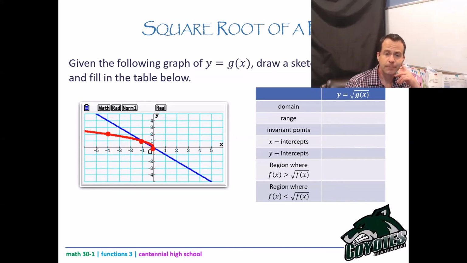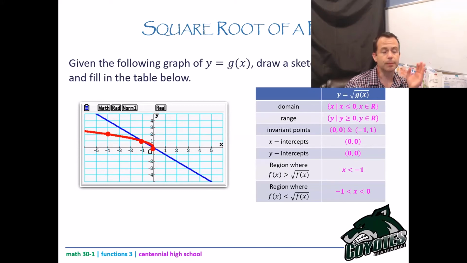Okay, so now the domain of this guy will be x is less than 0. The range will be y is greater than or equal to 0. I should have said equal to on the domain as well, sorry. Invariant points will be at 0, 0, and -1, -1. X-intercepts will be at 0, 0. Y-intercept is also at 0, 0. The region where the original is greater is when x is less than -1. And then the region where the original is less than the square root graph, that would be between -1 and 0. So -1 less than x less than 0.